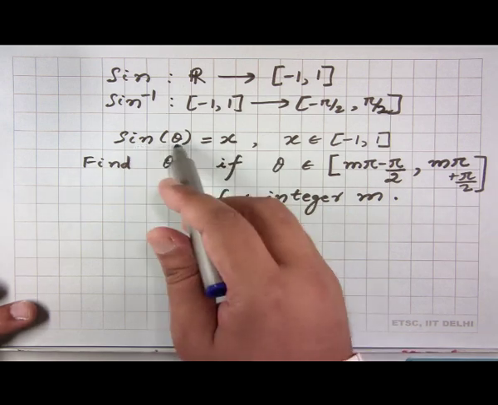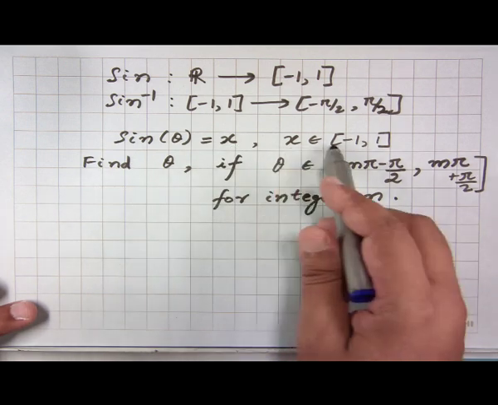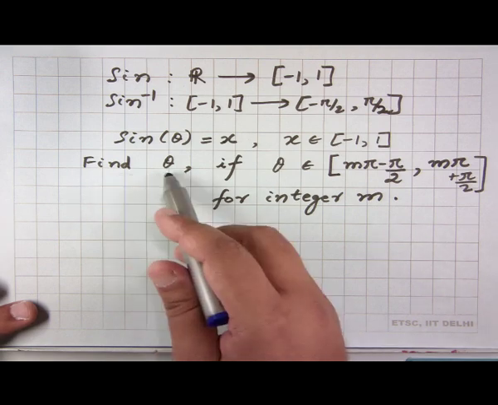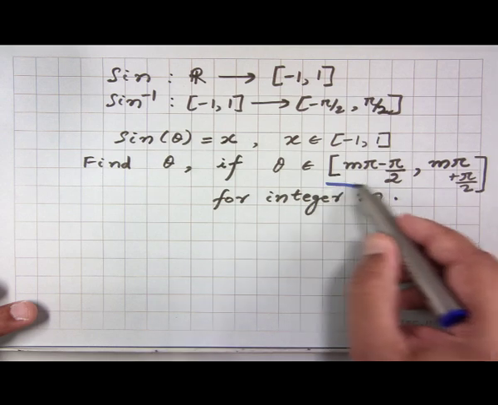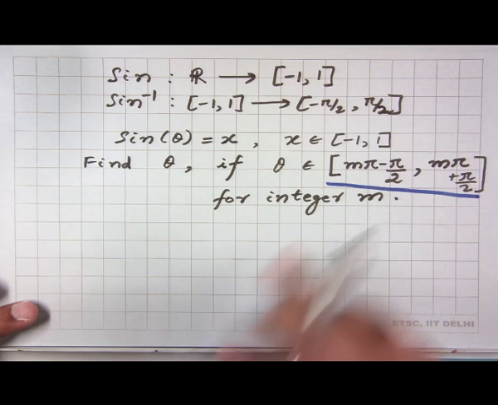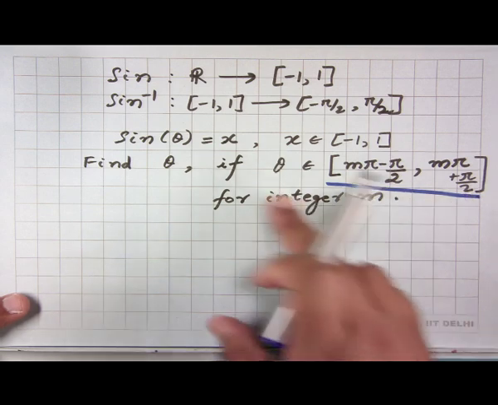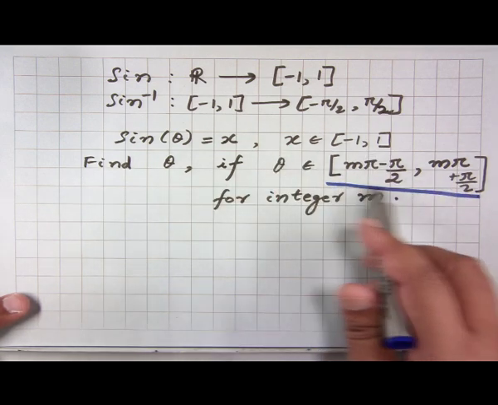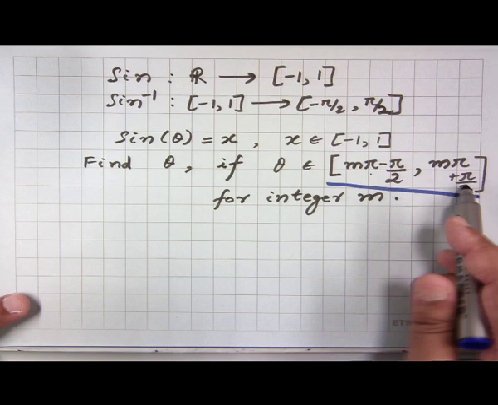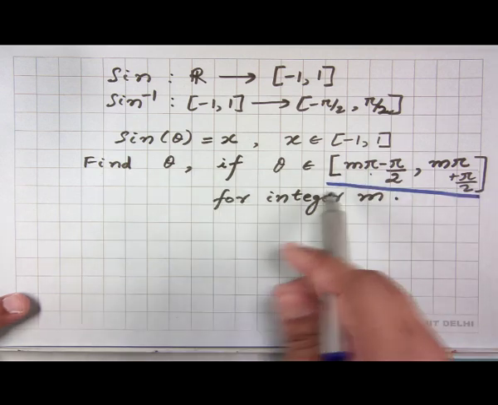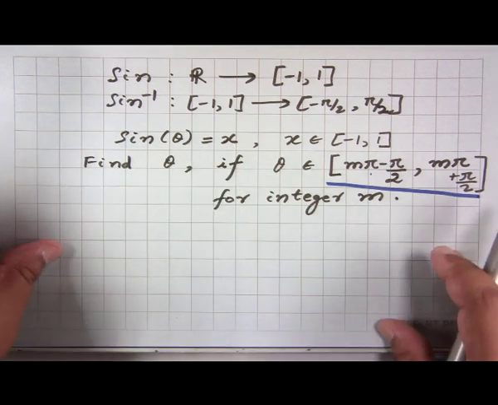So, we have to find the theta such that sin theta equal to x, x of course belongs to -1 to +1. But what we are given is that theta belongs to this range, where m is some integer. So, this is what we are asked to find: a theta which belongs to the interval m pi minus π/2 to m pi plus π/2, in such a way that sin theta is equal to x. So, how do we find it?